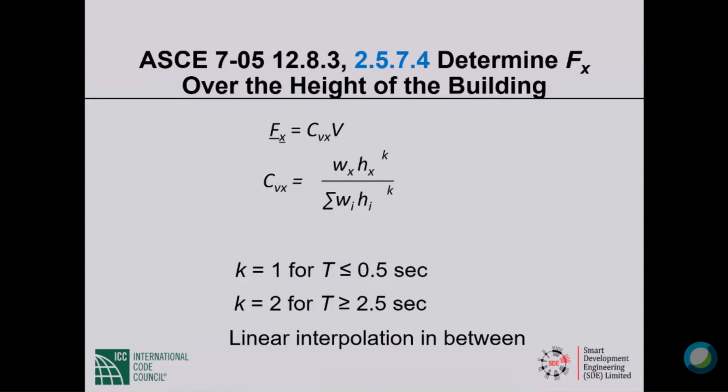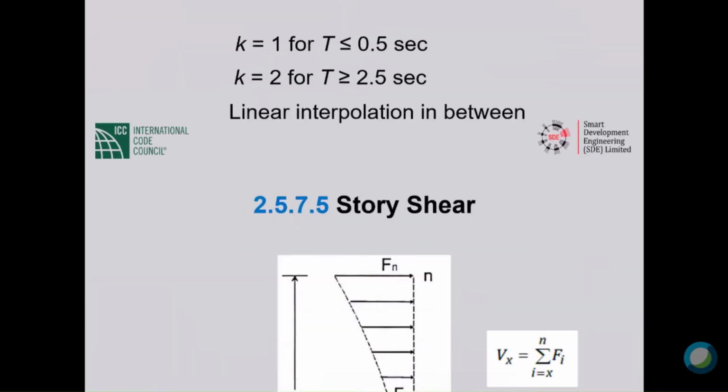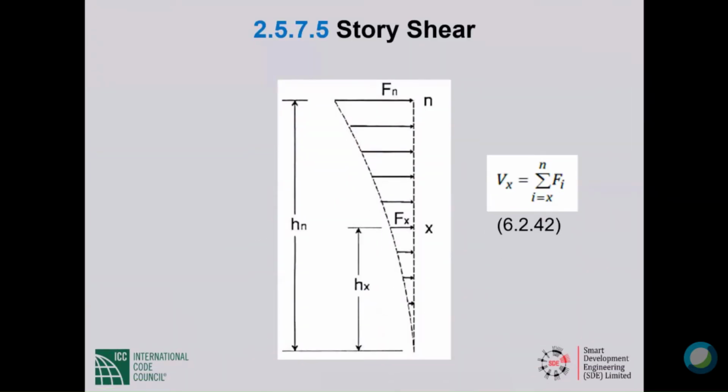Or you are always allowed to use a parabolic distribution, because that way you're penalizing yourself. You are bringing more of the forces to the top of the building, which will give you more overturning moment for the same base shear. Okay. So this is the distribution of the design base shear along the height of the structure.